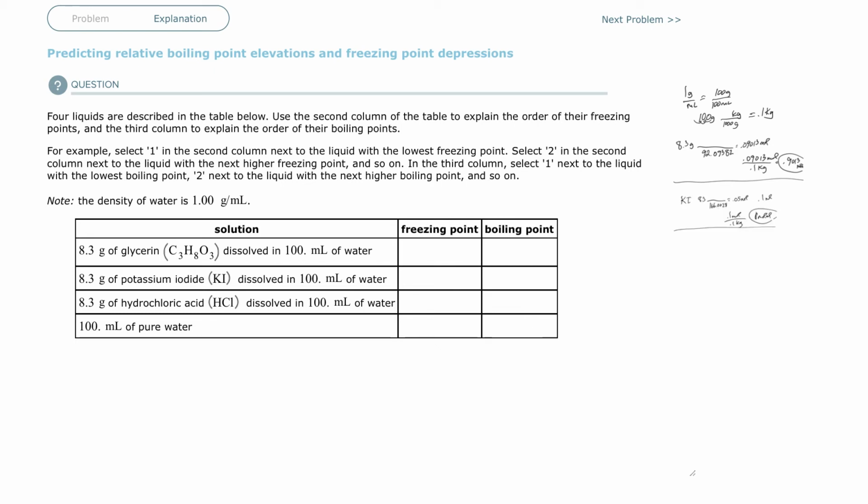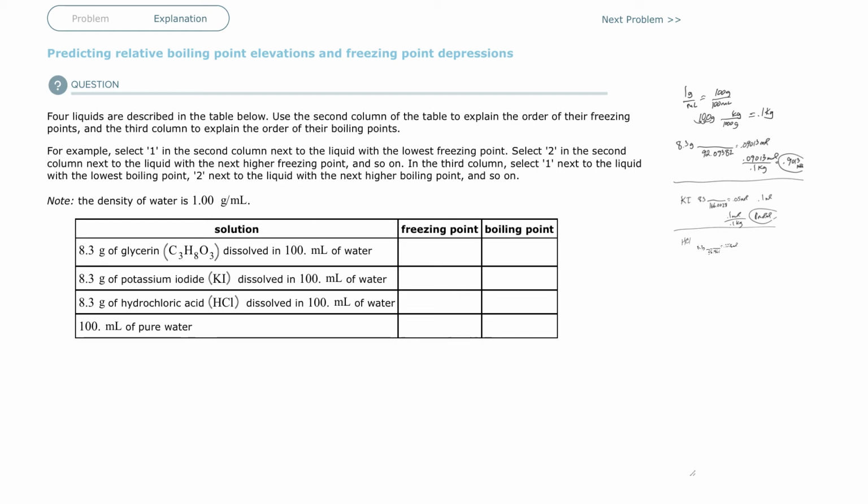The third one is the hydrochloric acid, HCl. So I have 8.3 grams. I added that, it's going to be 36.461. That gives me 0.2276 moles. Now I ask myself a question, does it break apart?